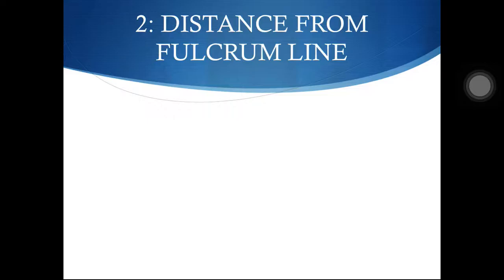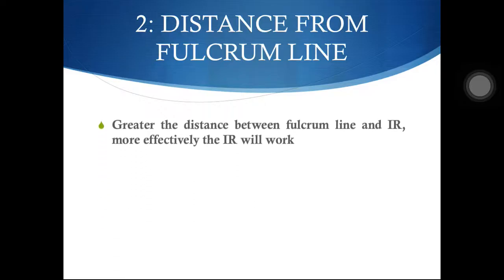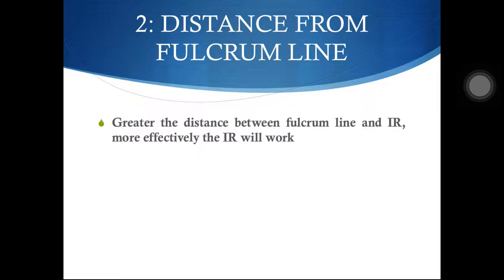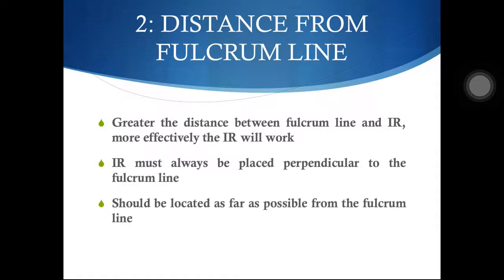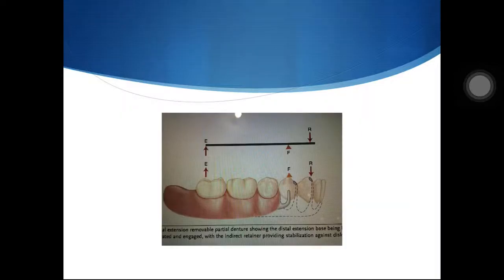Also, the distance from the fulcrum line, or the location that we were talking about, the location of the indirect retainer. The fulcrum line is present in the distal abutment, and the indirect retainer should be positioned as far away from the fulcrum line as possible. Greater the distance between fulcrum line and the indirect retainer, more effective the indirect retainer will work. Indirect retainer must always be placed perpendicular to the fulcrum line, and it should be located as far as possible from the fulcrum line.